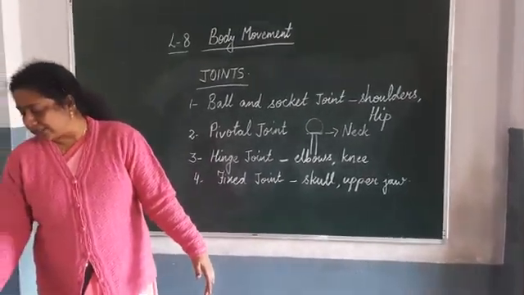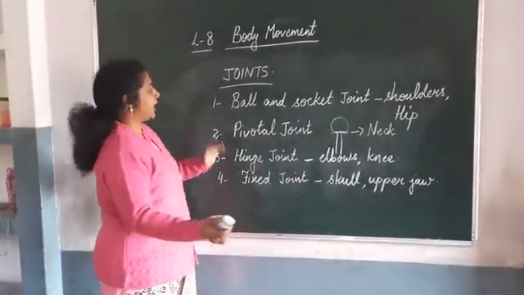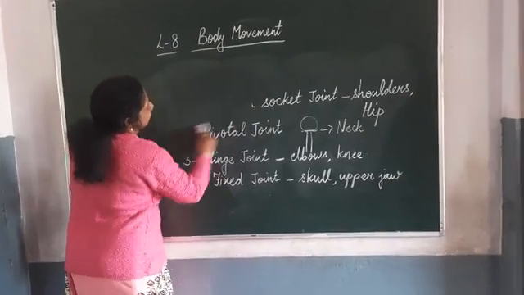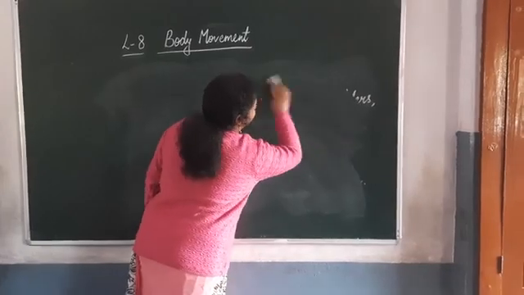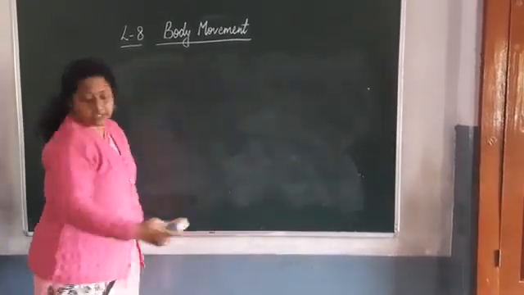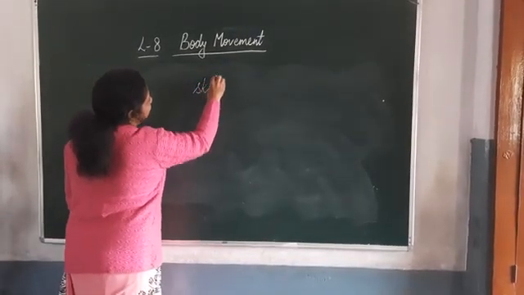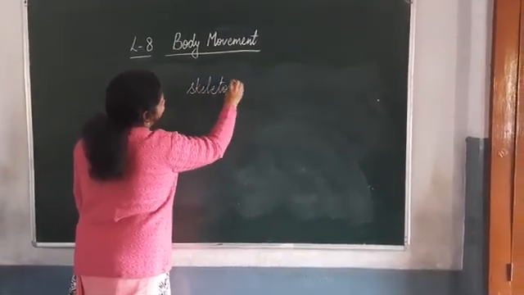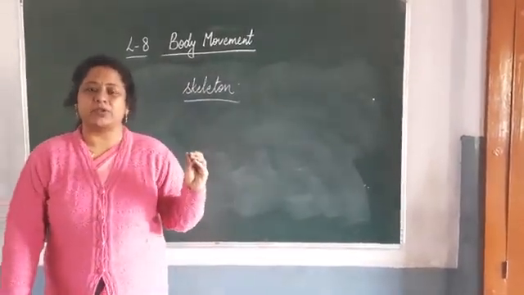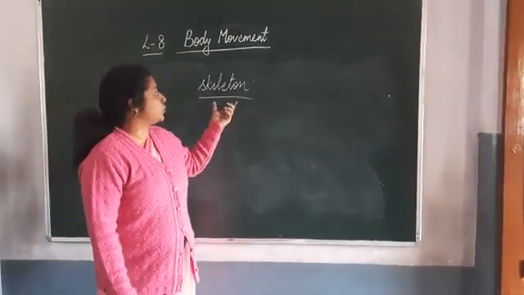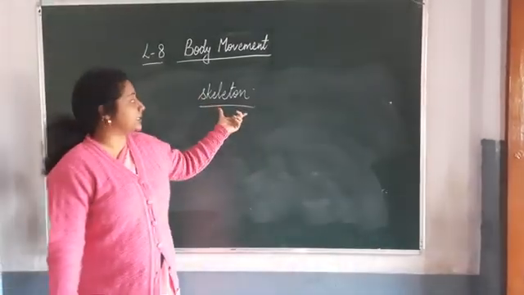Okay. Now we will study what is a skeleton. You all know that our body has various kinds of bones. Just now you studied about the different kinds of joints, and in all the parts we have many bones. So all the bones together, there are many types of bones, and all these bones together form the skeleton. So what is the skeleton? The skeleton is the framework.